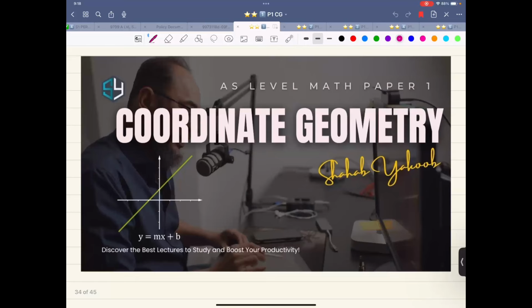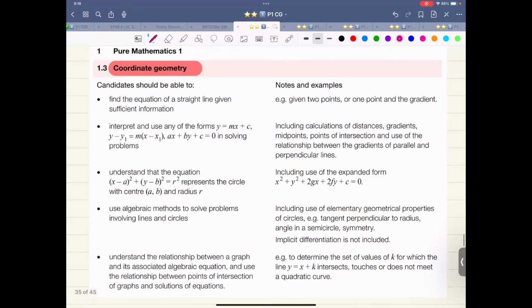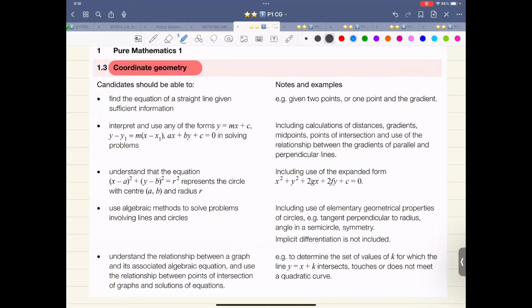So now for the midterm, we are reviewing P1, and the first topic that we start with is coordinate geometry. And in coordinate geometry, we are focusing on equation of a line. That is what is written in the syllabus.